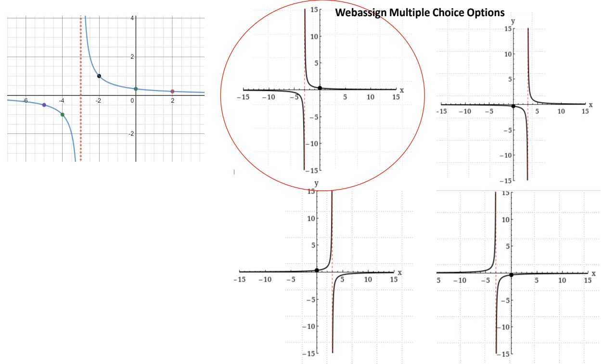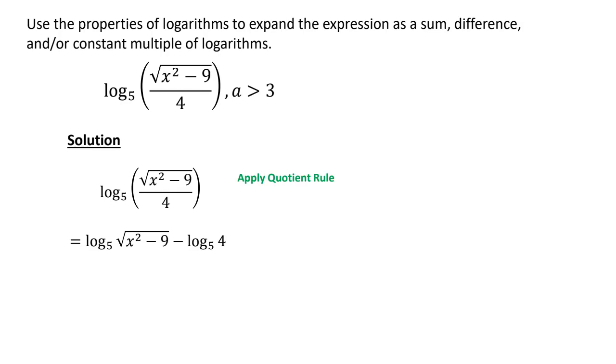Okay. All right. Let's look at another example since we're reviewing for finals. Let's use properties of logs to expand an expression. So we have this problem, one of our most popular problems. We have the log base 5 of the square root of x squared minus 9, divided by 4.